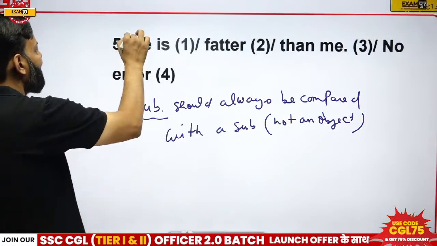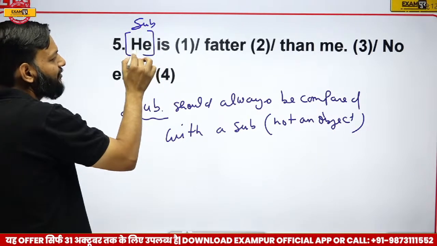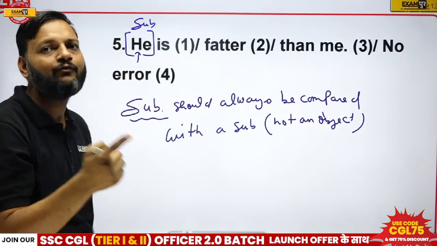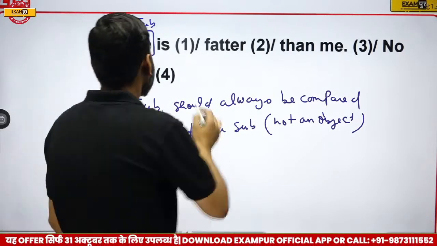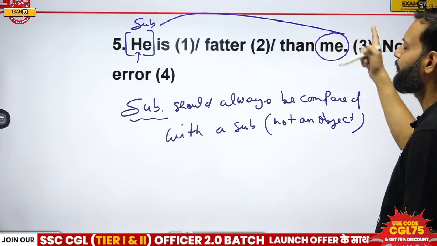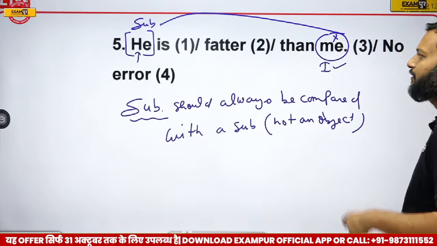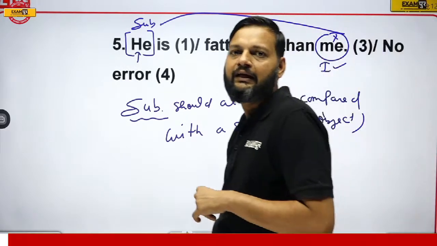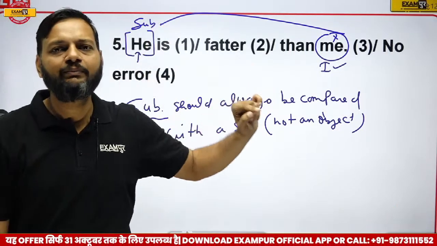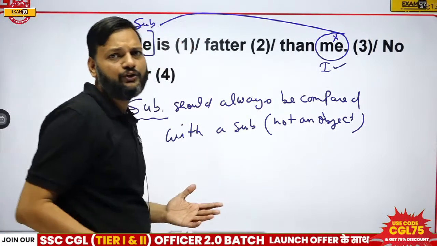So here he is the subject, and as we can clearly see in this sentence, he is being compared, and it should be compared with a subject because he is a subject. We cannot compare a subject with an object. So me will be replaced by I. He is fatter than I, because a subject should always be compared with a subject. That's why here me will be replaced by I, right? These are very easy questions actually.